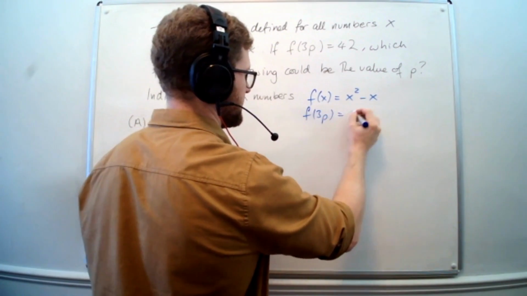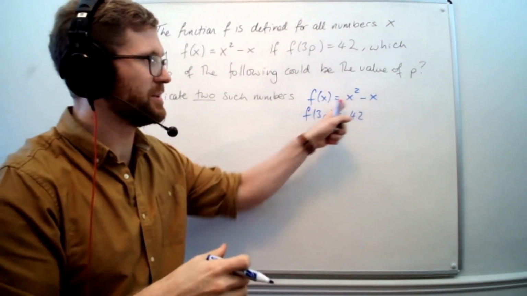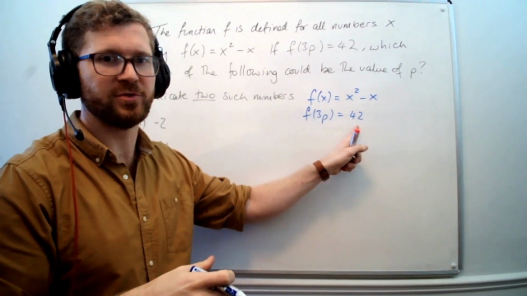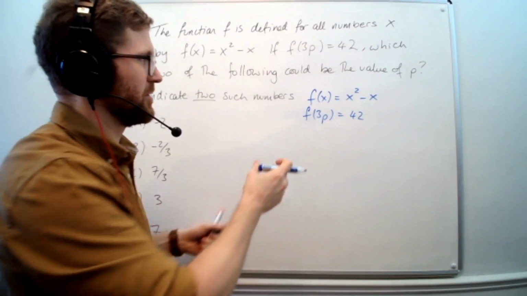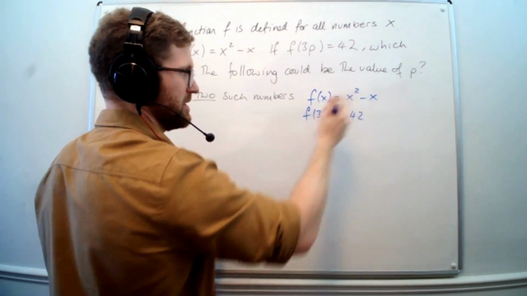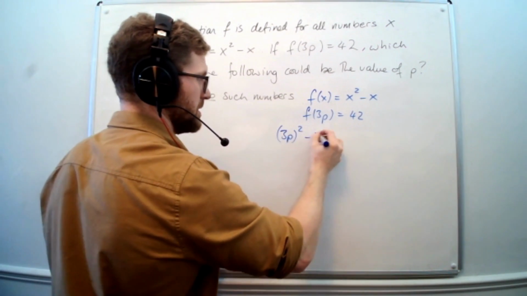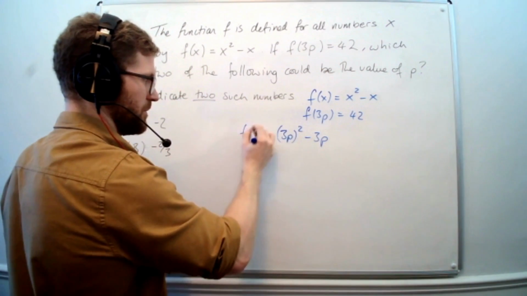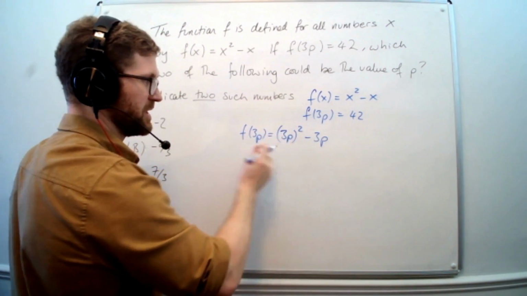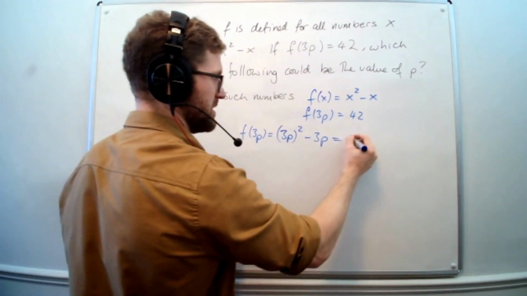f of 3p equals 42. That tells me whenever I put 3p into this rule, the output's going to be 42. So I can stretch things out a bit: f of 3p, if I replace the x with 3p in this function, what I'm going to get is (3p) squared minus 3p. That's f of 3p, putting 3p into the rule, but I've been told that that equals 42.